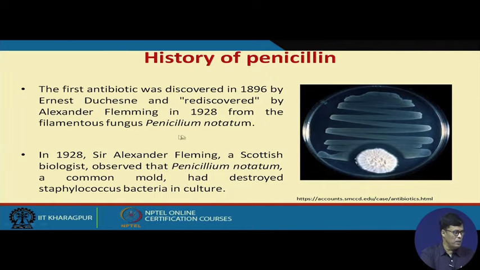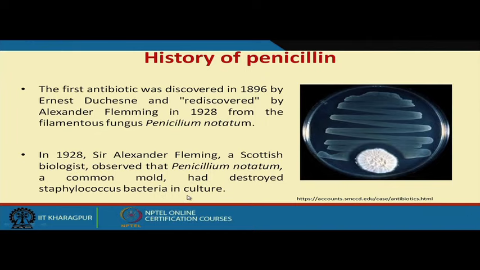The first organism that has been identified for the formation of penicillin is Penicillium notatum, and this is how it grows on the surface of the petri plates, and the fungus looks like this, as shown on the petri plates. In 1928, Sir Alexander Fleming, a Scottish biologist, observed that Penicillium notatum, a common mold, had destroyed the Staphylococcus bacteria in culture.